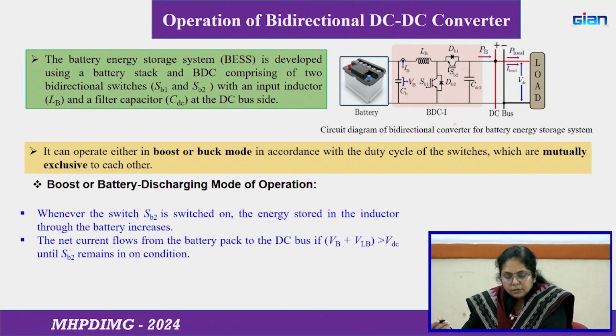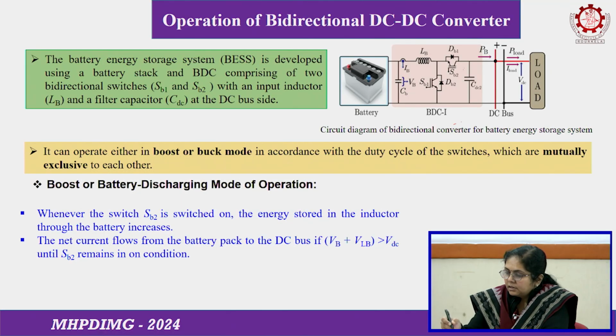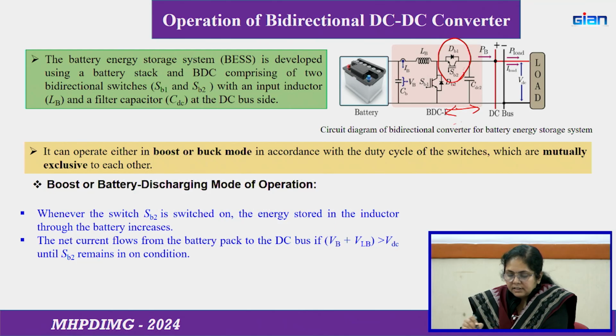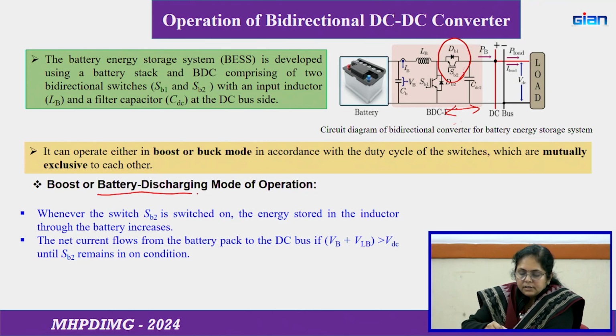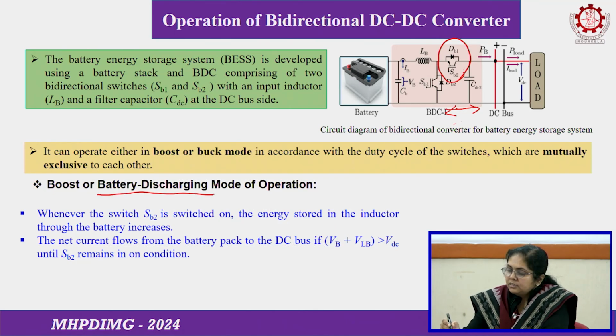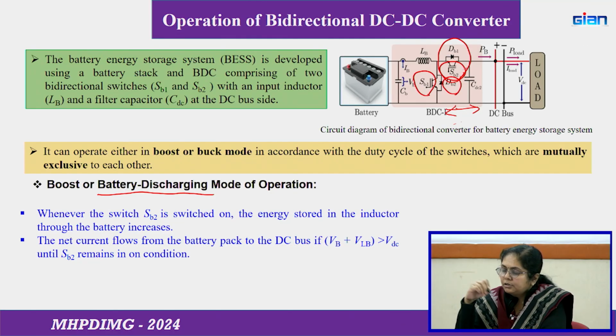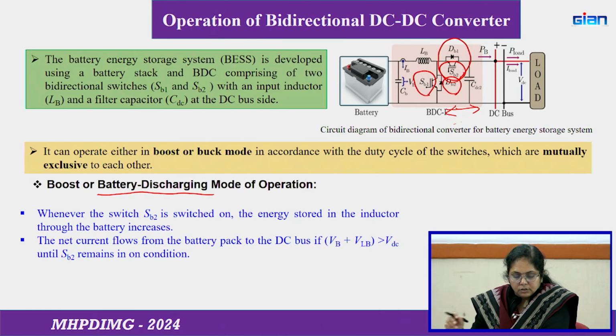Okay. So, first, it is operating bidirectionally, as I told. In case of boost mode, it is operating in battery discharging mode. Which switch is active in this case? We have two active switches, SB1 and SB2, and the corresponding body diodes DB1 and DB2. When operating in boost mode, SB1 is operated.